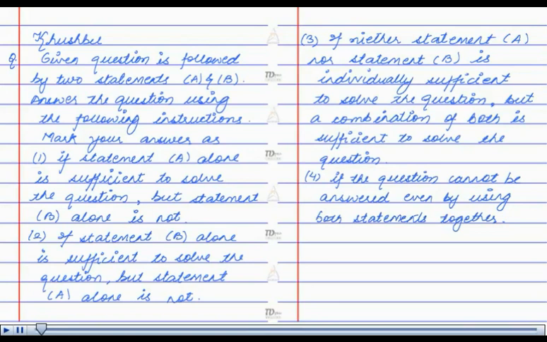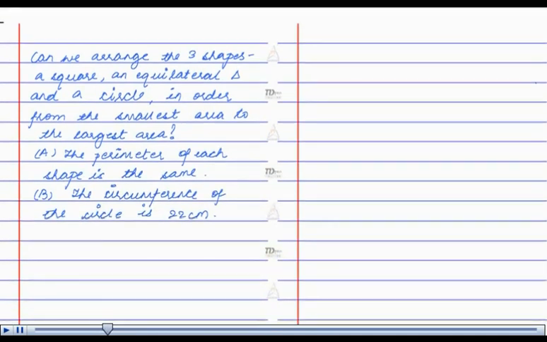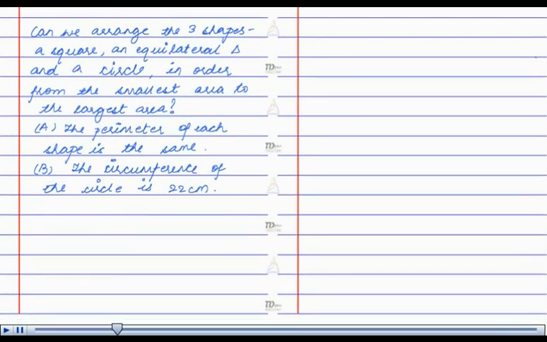Hello, I am Khushbu. Given question is followed by two statements A and B. Answer the question using the following instructions. A set of 4 instructions has been given, which is followed by the question: can we arrange the 3 shapes, a square, an equilateral triangle and a circle in order from the smallest area to the largest area? Statement A is the perimeter of each shape is the same, and statement B is the circumference of the circle is 22 centimeters.